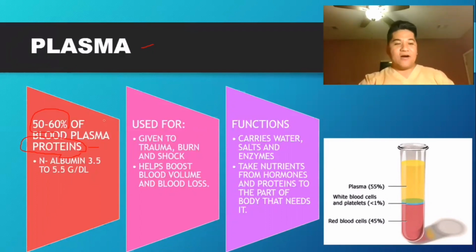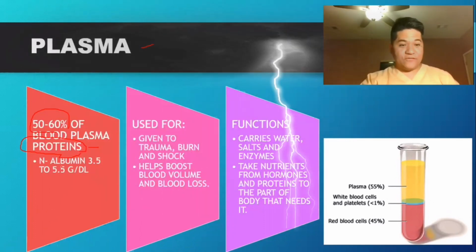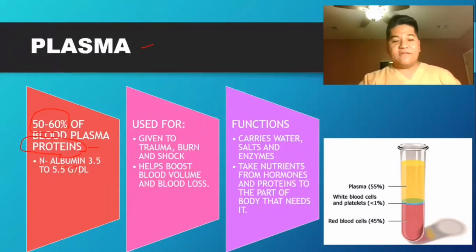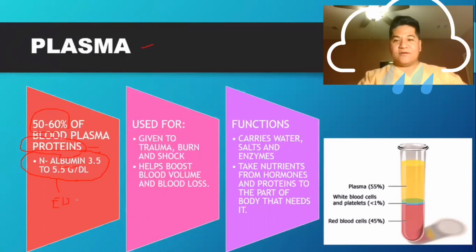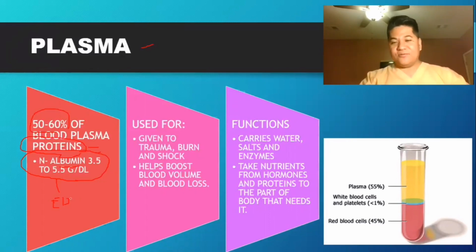Now, how do we assess plasma? The normal albumin is 3.5 to 5.5 grams per deciliter. So remember that when there is a lot of water, edema will occur. Too much water will cause you to increase weight, leading to water reabsorption and edema in our body. The generalized edema is called anasarca.